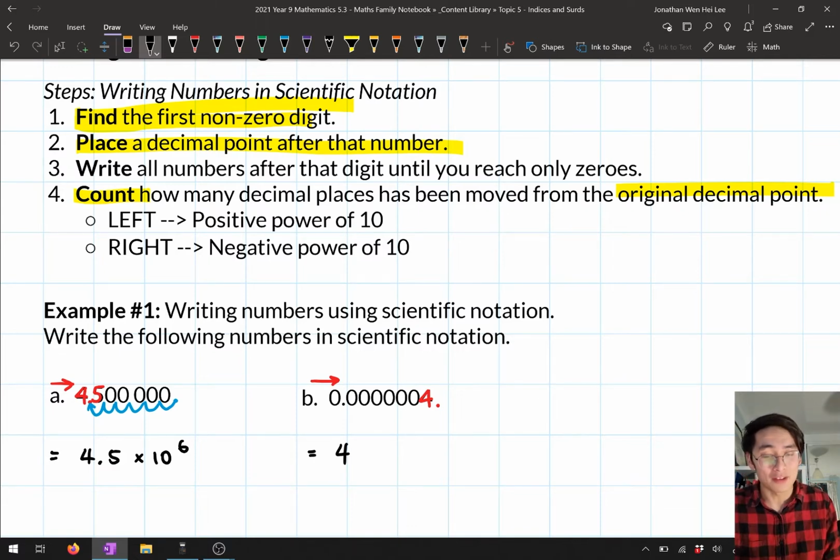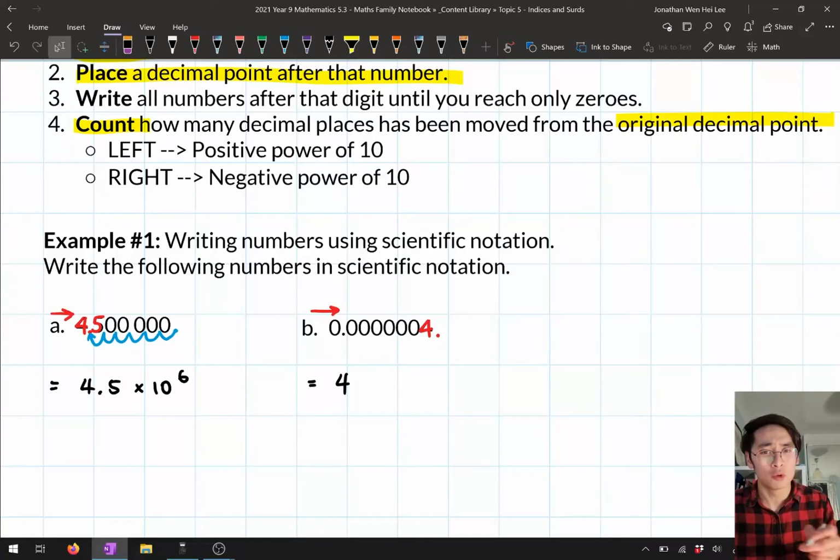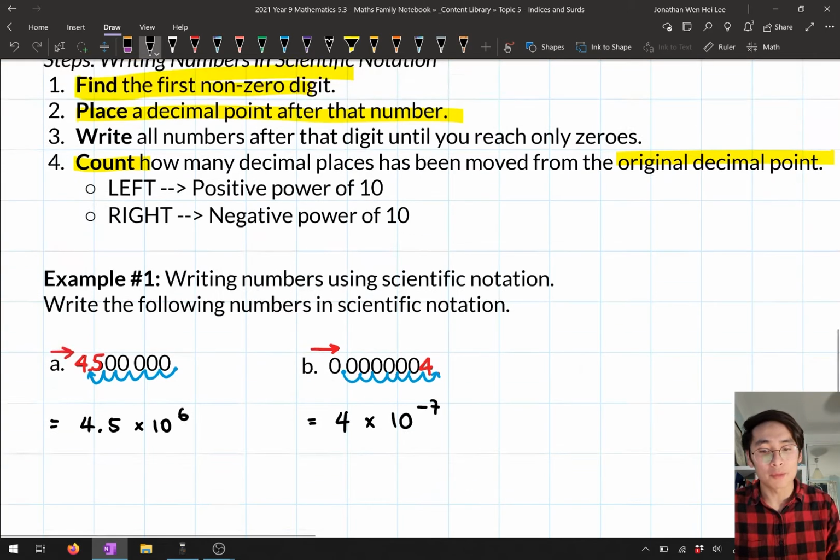Okay, now that I've done that, I'm just going to count how many times I need to move from my original decimal point, which is over here, all the way to this new decimal point. So I'm going to count 1, 2, 3, 4, 5, 6, 7. So that means I need to times this by 10 to the power. Now, because I moved it to the right, and notice it's a small number, I need to have a negative power of 10. So here, this is going to be times 10 to the power negative 7. And so this number here, 0.000004, is just going to be 4 times 10 to the power negative 7. So that's how we write numbers in scientific notation.